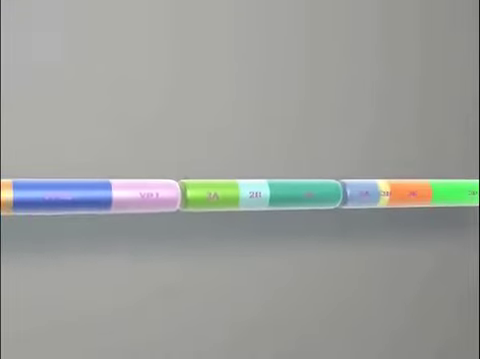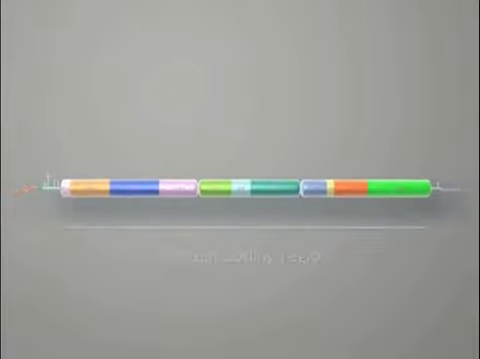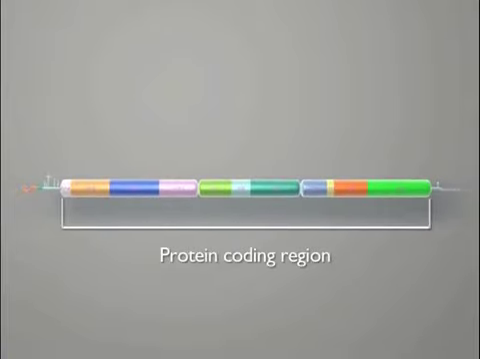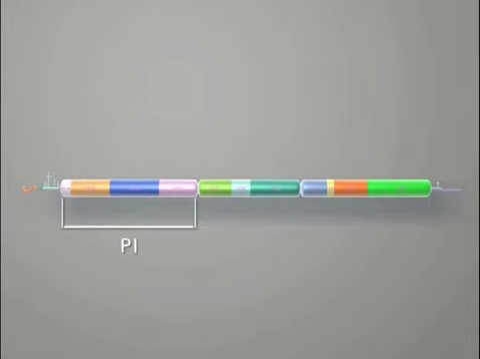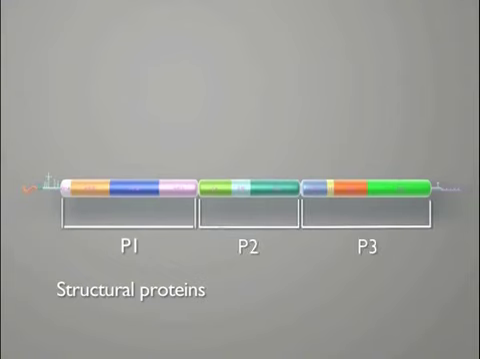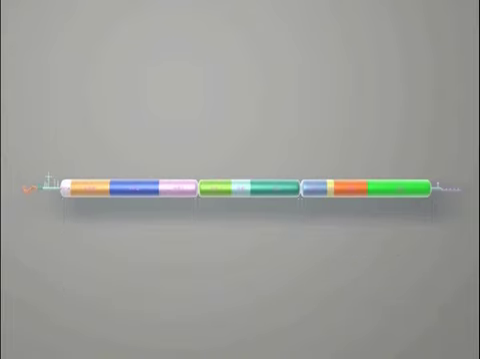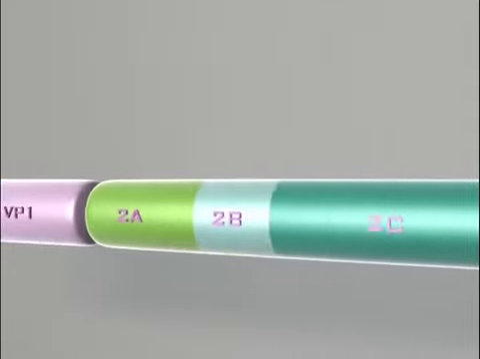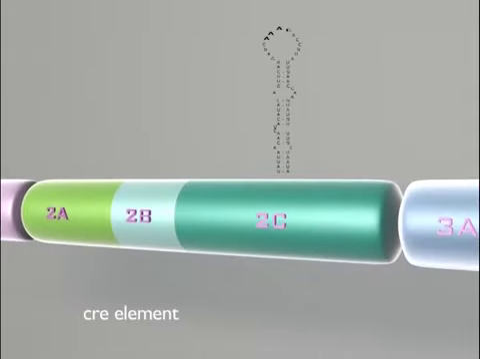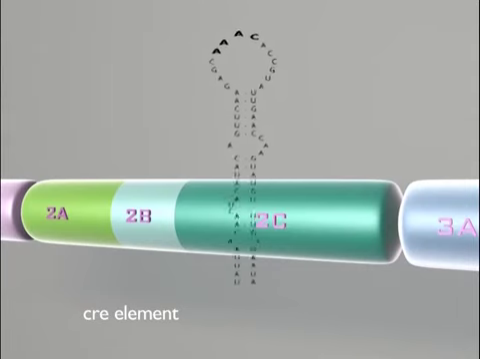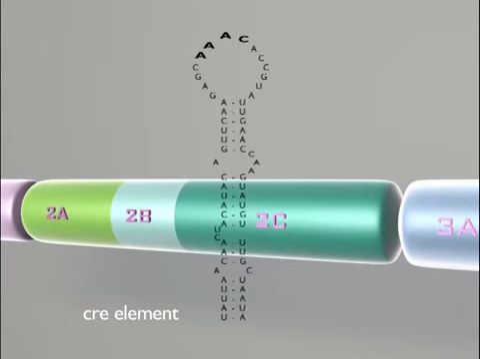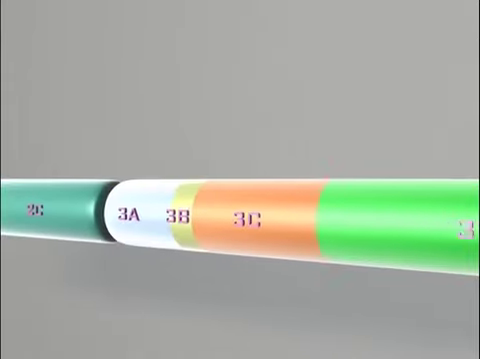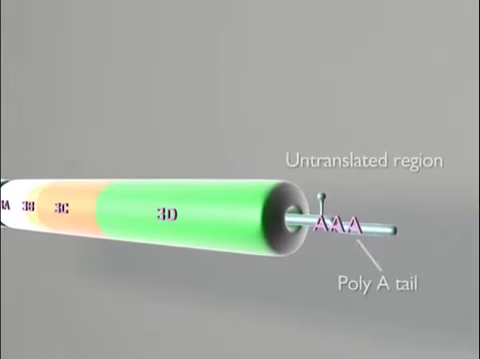Following the untranslated region, we find the protein coding region of the genome. The first part, indicated as P1, codes for the structural proteins of the virus. The subsequent parts, P2 and P3, code for the non-structural viral proteins. Another important RNA structure worth looking at is found in the P2 region. This is a cis-acting replication element, or CRE for short, and it will play an important role during replication. Finally, at the 3' end of the genome, we find another untranslated region, and at its 3' end, a poly-A tail.